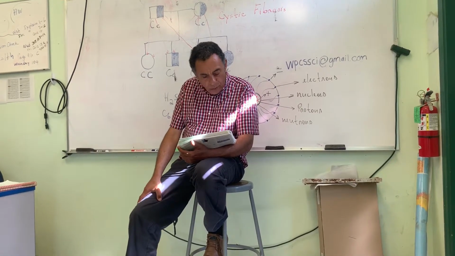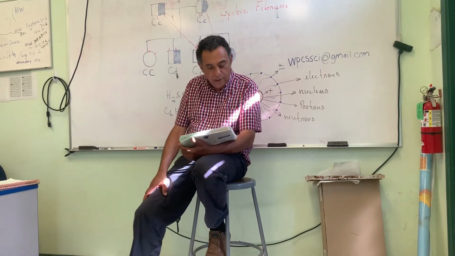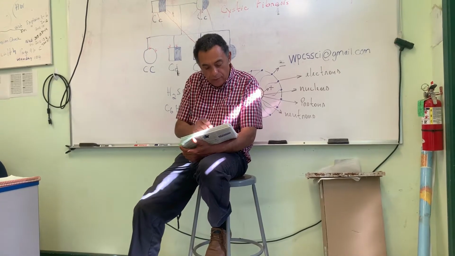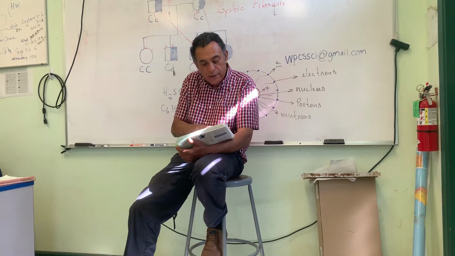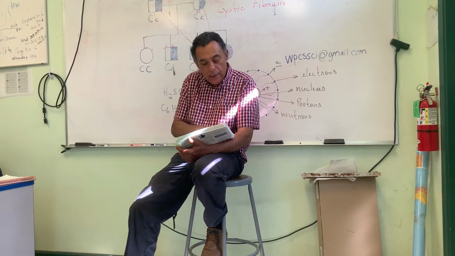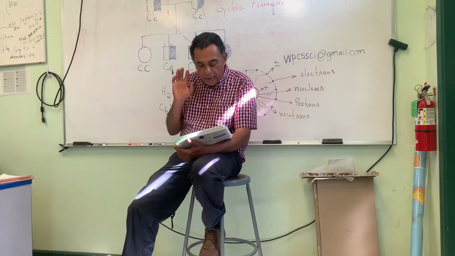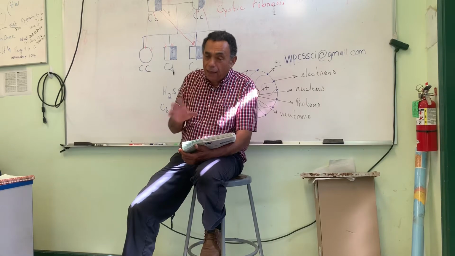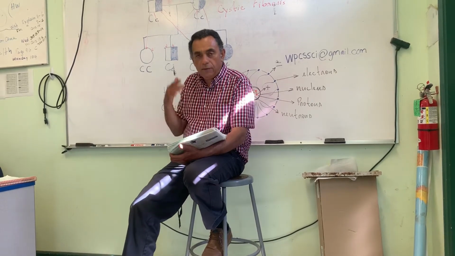Now, page 301 talks about compounds. What's a compound? Follow with me: a substance that is composed of more than one type of atom bound together is called a compound. So water is not an element. Why is water not an element? Because you have what?